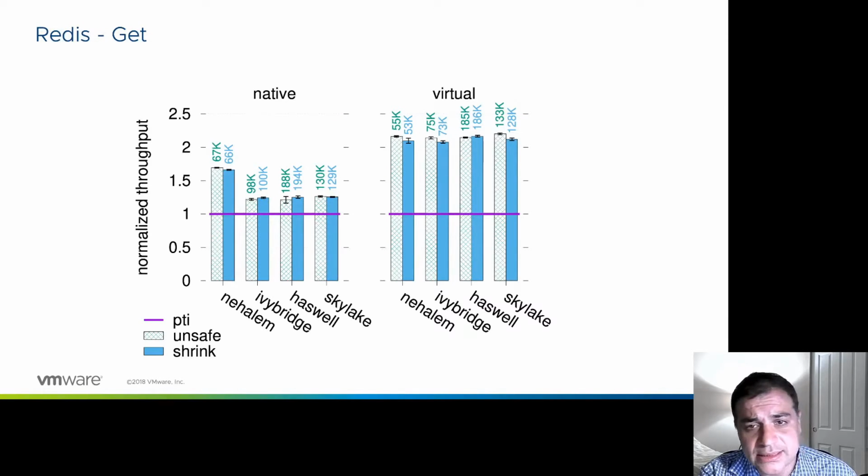Other workloads, such as GET operations on Redis, a key-value store, exhibit the same behavior. Here we show the normalized throughput, so the higher the better. PTI, as we can see, causes overheads of over 50%. Shrink, our solution, in contrast, has negligible impact and interestingly, in certain cases, has slightly better performance than the unsafe setup.